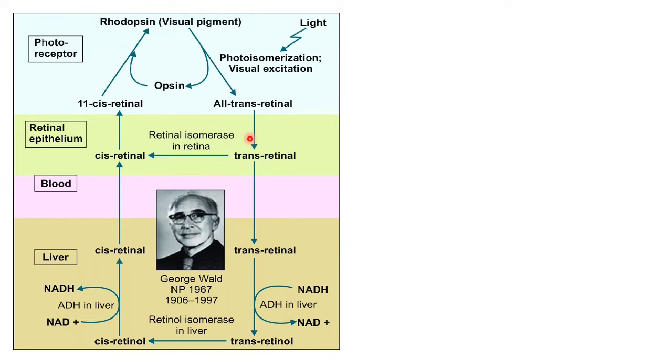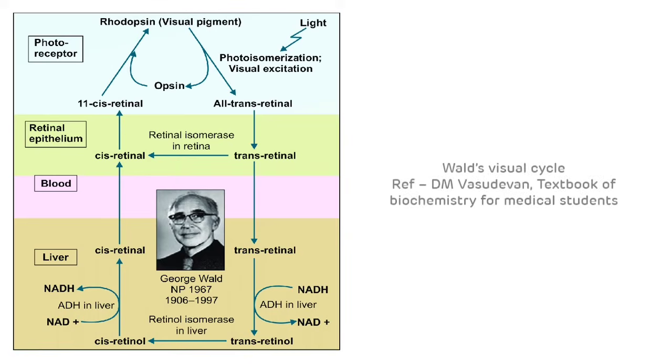or alternatively, this all-trans retinal is transported via blood to the liver, and in the liver it is reduced to all-trans retinol by NADH-dependent alcohol dehydrogenase enzyme. And this trans retinol is isomerized to cis retinol, and this cis retinol is oxidized to cis retinal by again alcohol dehydrogenase, which is present in the liver. This cis retinal is transported back to the retina via blood, and hence Wald's visual cycle gets completed. So this is the picture showing Wald's visual cycle.